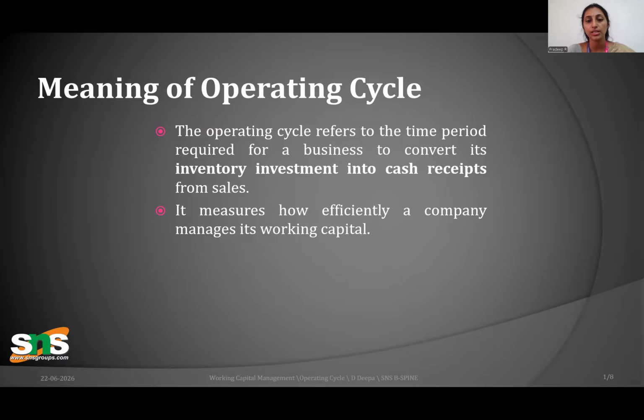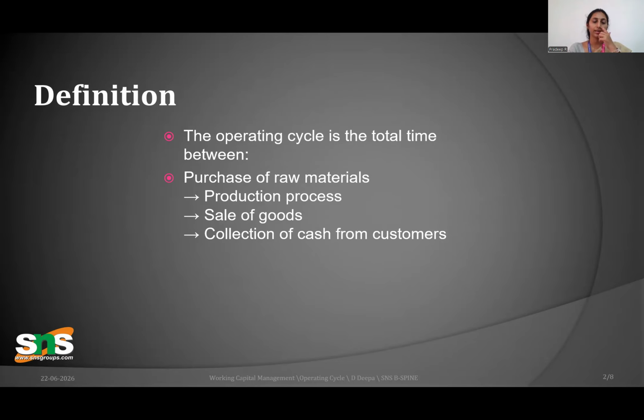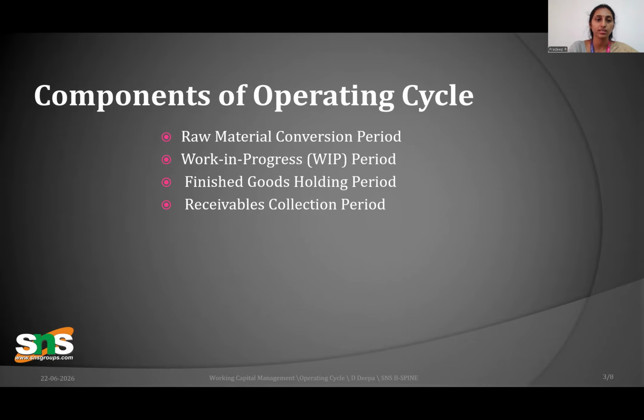How efficiently a business manages its working capital is what is called operating capital. So the definition of the operating cycle is the time between purchasing raw materials, which is the initial thing you need to do, then converting them in the production stage, and next selling those goods to your customers, and by selling you get cash. So these are all the different processes which happen in this operating cycle.